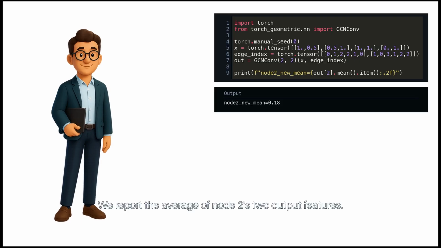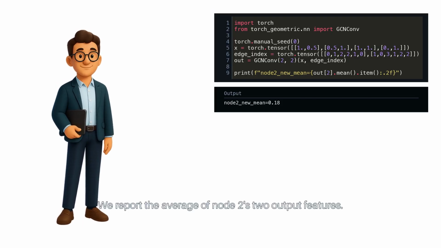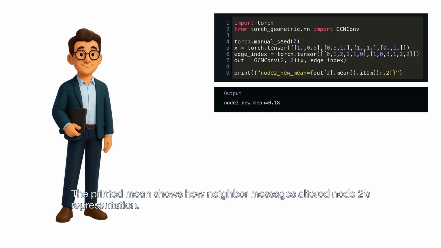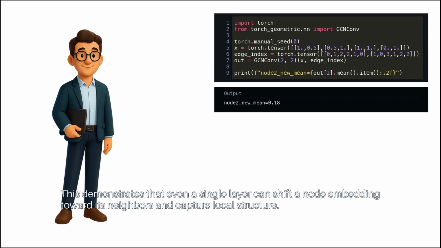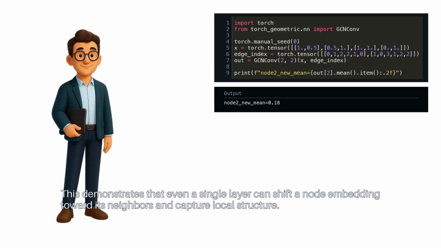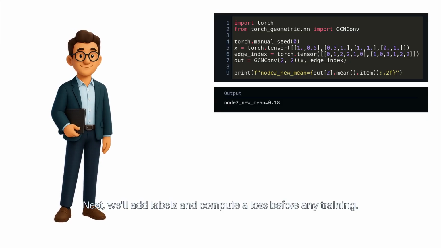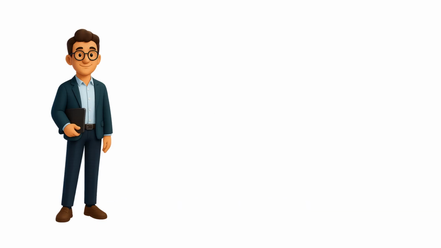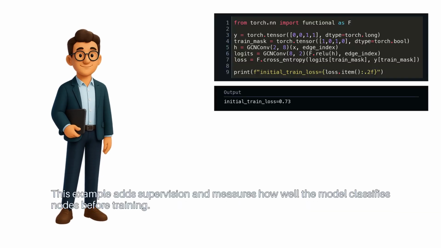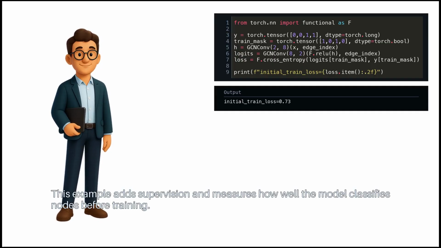We report the average of node 2's 2 output features. The printed mean shows how neighbor messages altered node 2's representation. This demonstrates that even a single layer can shift a node embedding toward its neighbors and capture local structure. Next, we'll add labels and compute a loss before any training. This example adds supervision and measures how well the model classifies nodes before training.